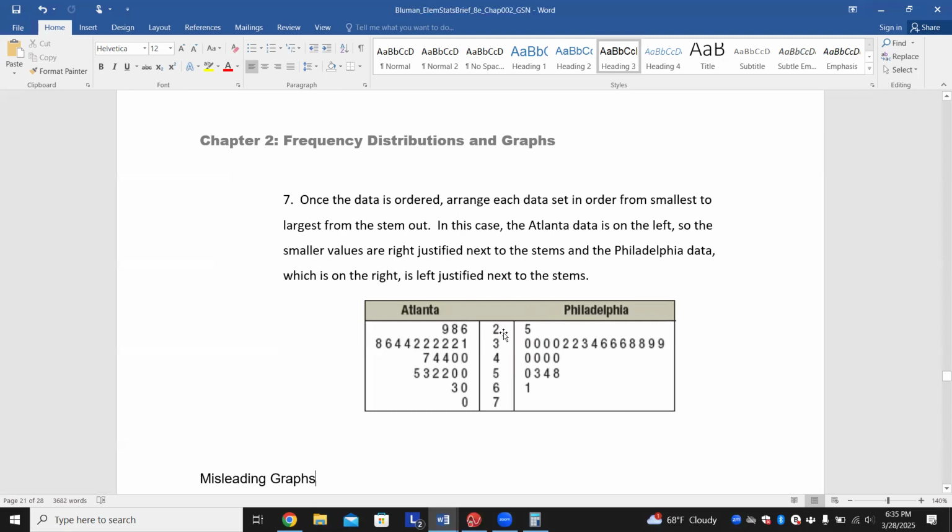Whereas Philadelphia, you can still read from left to right. So 25, 30, 30, 30, 30, 32, and so on and so on. Right? And this is basically what a back-to-back stem and leaf plot would look like. And you can kind of analyze that. You can look at both sets of the data. You can just talk about Atlanta's and then independently talk about Philadelphia's.